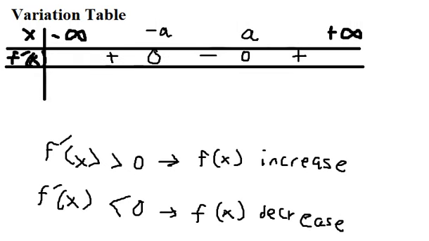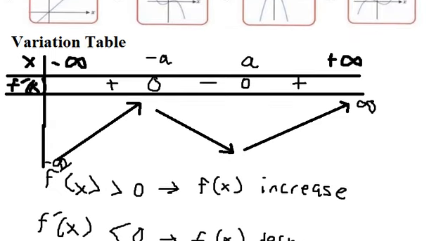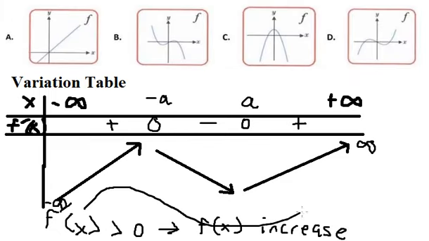Now if we look at this one, we can see that this one is positive, so they will go this way. So this one is negative, so they will go in this way. Then this one is positive, they will go this way. So this one goes to positive infinity, this one goes to negative infinity. So the graph should be like this.